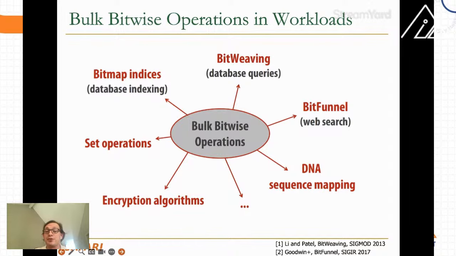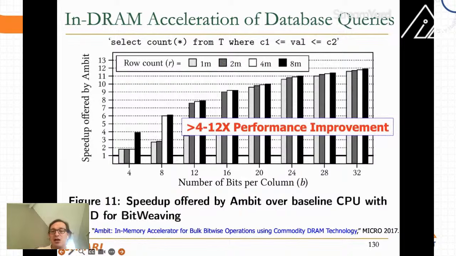Some people actually rewrote databases such that they can operate on huge amounts of bitwise operations. Some people at Microsoft, for example, rewrote their web search engines to do the same thing. And there are many other algorithms that are already written with bulk bitwise operations. So we ported one of the databases, the BitWeaving database, to our simulator that can do this sort of bulk bitwise computation inside DRAM, and we see significant performance and energy improvements, end-to-end, 4 to 12x.